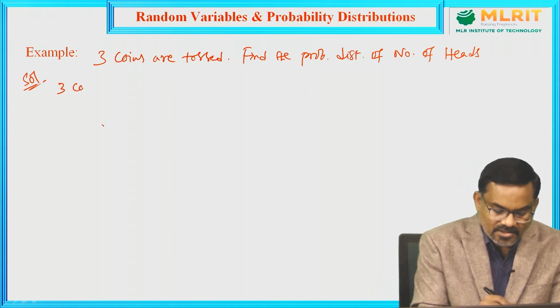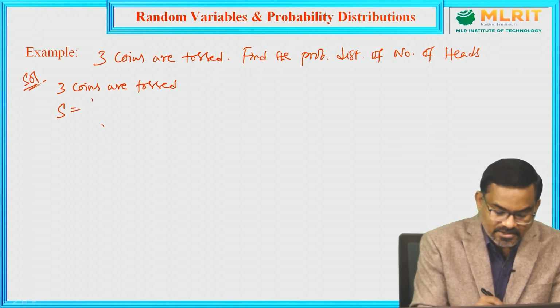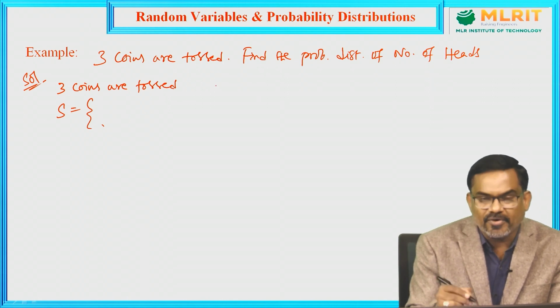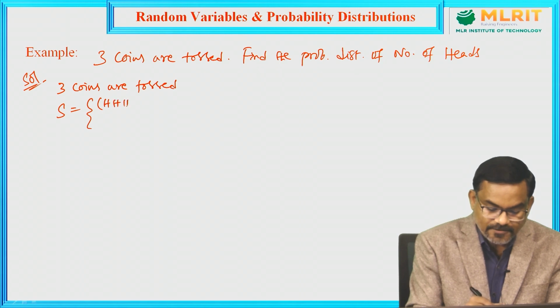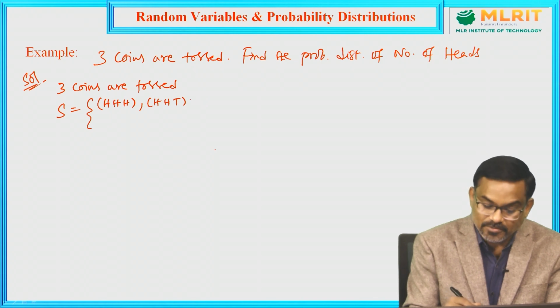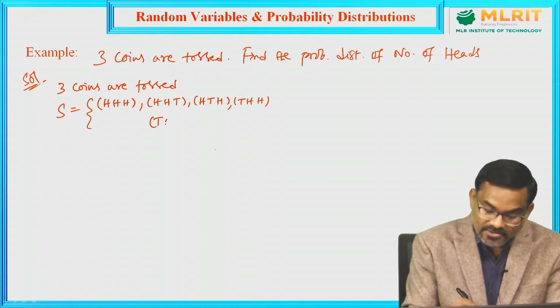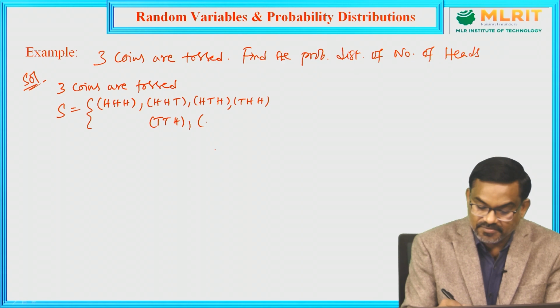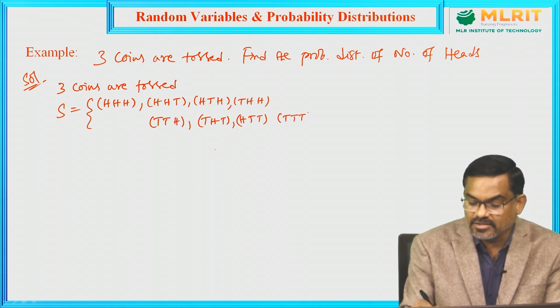It is given that 3 coins are tossed. Hence, the sample space S contains 2 power 3 elements, that means 8 elements. What are those elements? All 3 heads, or 2 heads and 1 tail, which is possible in 3 different ways: HHT, HTH, THH; and 2 tails and 1 head, with 3 possibilities for this: THT, HTT, TTH; and there is another case, all tails.